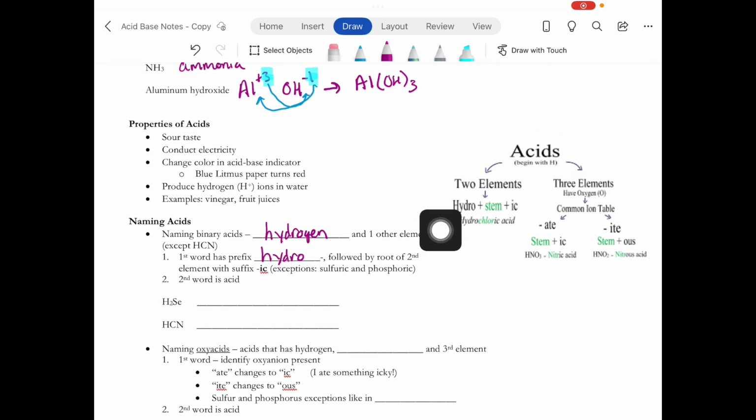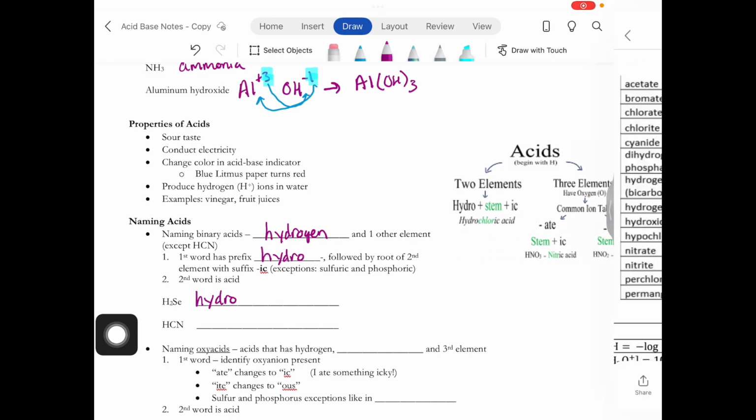So here are your acids. We're talking about this one. It has 2 elements, except for the 3 elements would be over here and have to have an oxygen. So 2 elements. Here's your thing. Hydro, the stem of the element, and then ic, acid. So H2Se. Because of the fact that you have only 2 elements, we know it's going to start with hydro. So we have hydrogen and 1 other element. So now we need to find Se.